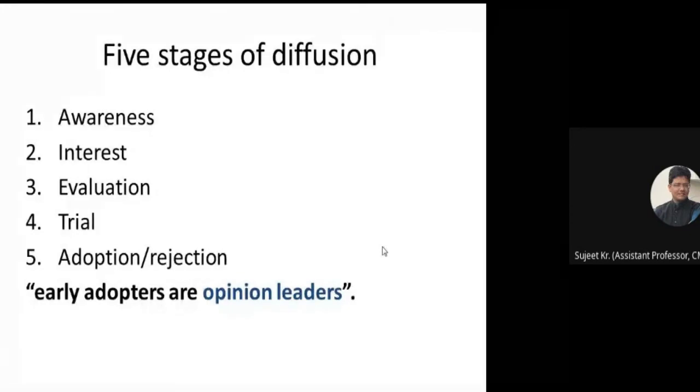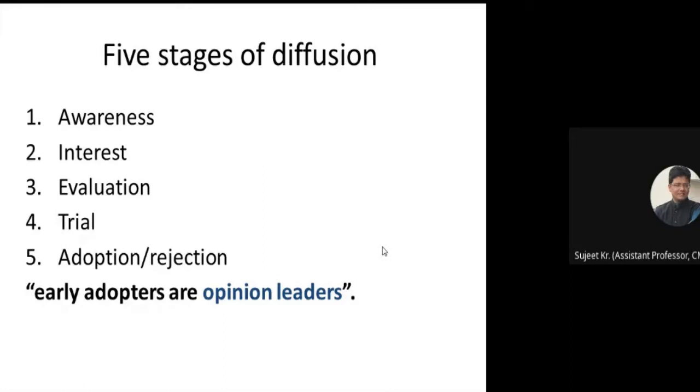The fourth stage is trial. They will start trying the new idea, right? And on the basis of the result of that trial, they will go to the fifth stage, which is adoption or rejection. After the trial, they will see the result, and then they will decide whether they should adopt the idea or reject it. So these are the 5 stages of diffusion.